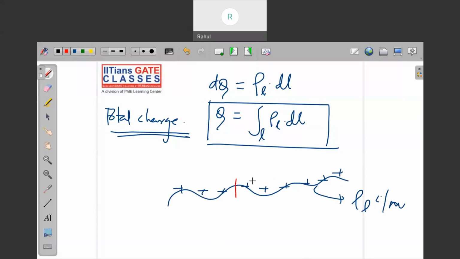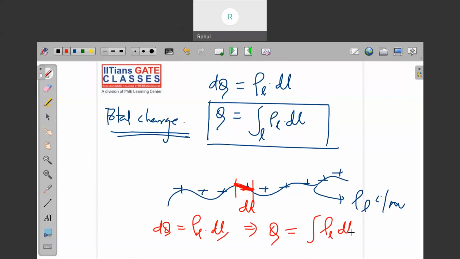you can consider one differential element. This part you can consider, and suppose this is dl. So rho l times dl will give you dq, the differential charge. And if you want to find the charge distributed here, the total charge can be computed by integrating both sides, so this will give you Q equals the integral of rho l dl. These things you might have studied in your school days in electrostatics.